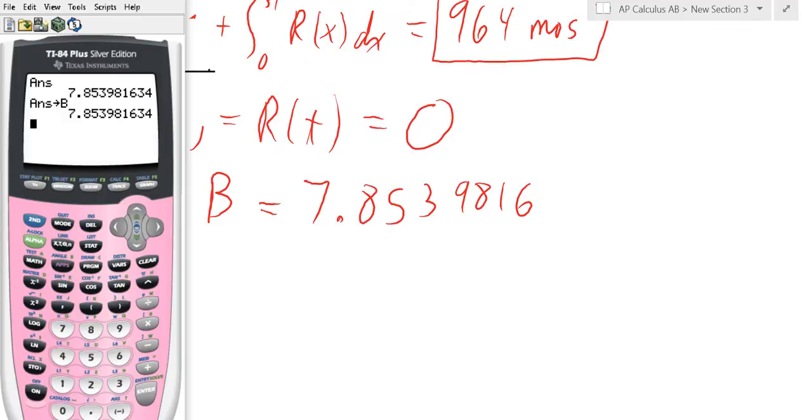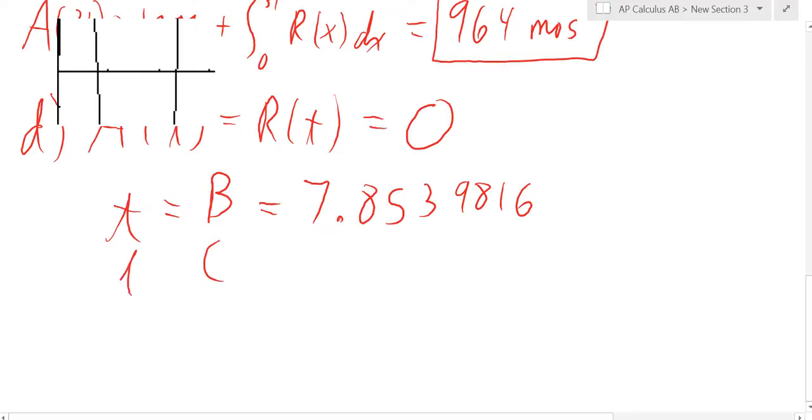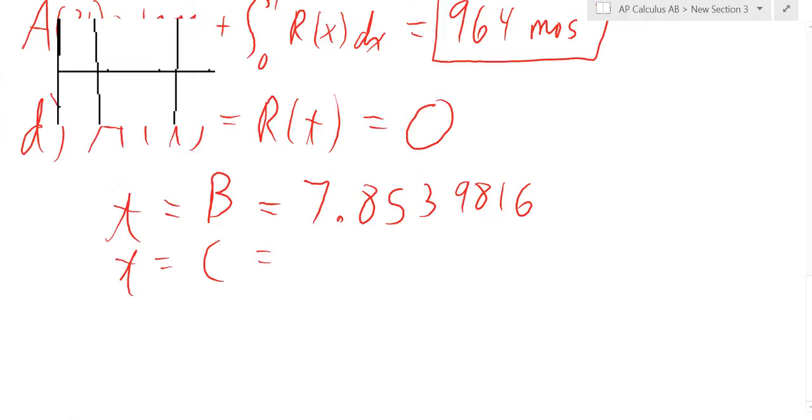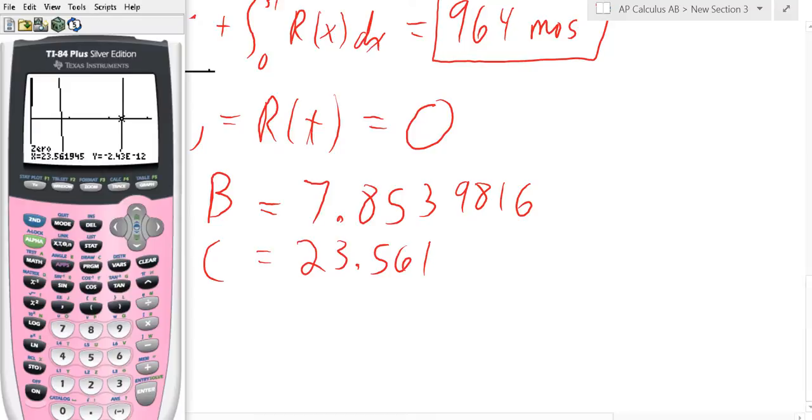And then I'm going to find the other 0, and I'm going to call that something like C. So I'm going to go back to the graph. I'm going to find my other 0, which looks like it's around 22. So I'm going to look between 20 and 25, and I'm going to guess 22. And it is 23.56, so we're going to write that down. I'm going to write that's C. So I'm solving this equation, but I'm calling them these letters so I don't have to write these numbers over and over again. 23.561 945.